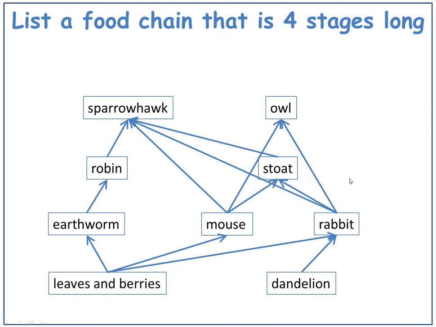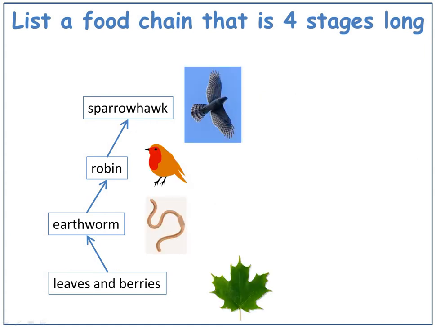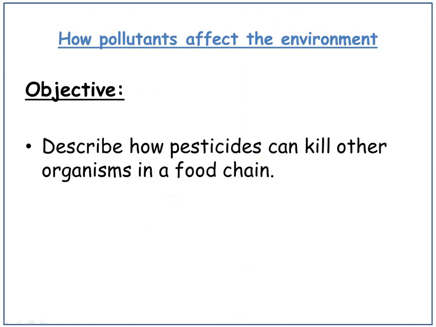So you can see that just one species going missing or declining in a food web can have drastic impacts on the rest of the food web. So we're looking at today how pollutants affect the environment. So the objective is describe how pesticides can kill other organisms in a food chain.